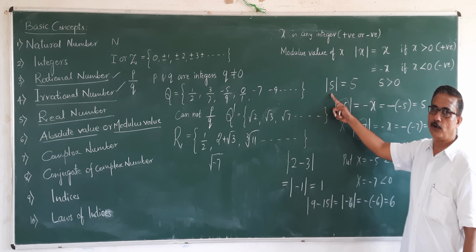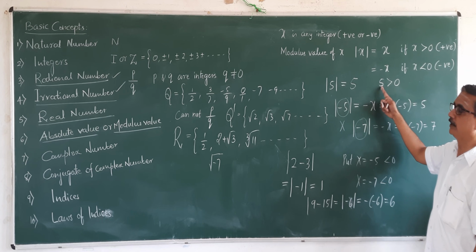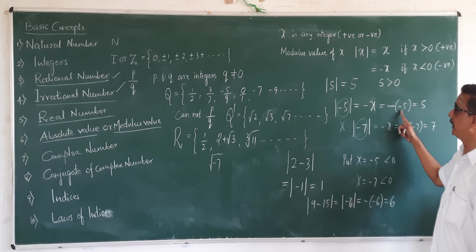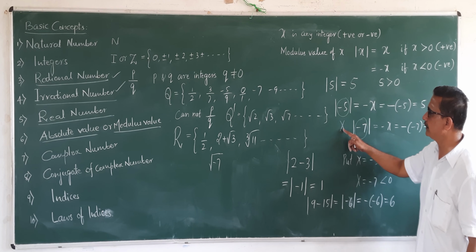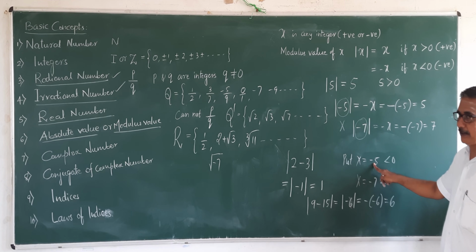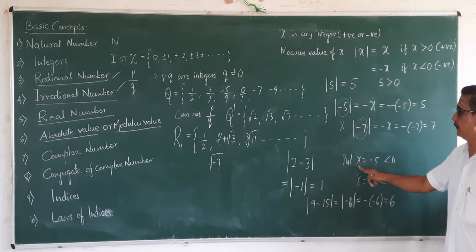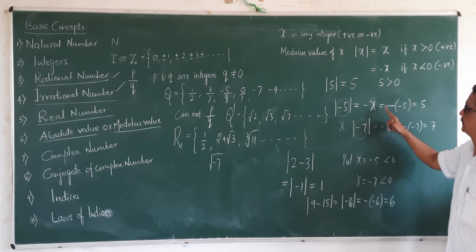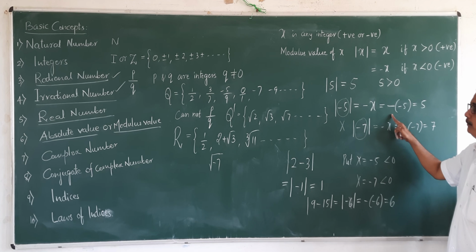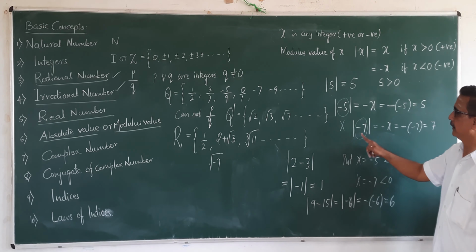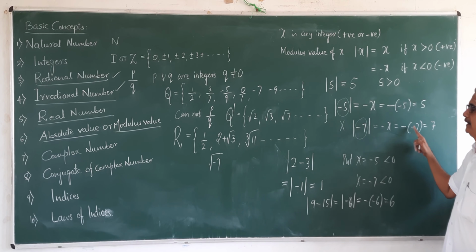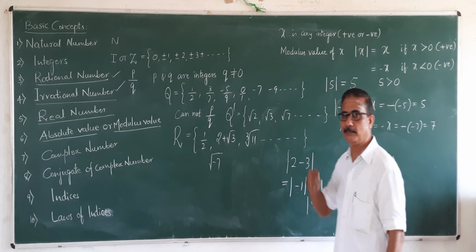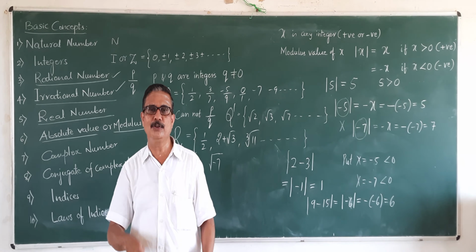For example, modulus of 5 is equal to plus 5 because 5 is more than 0, whereas modulus of minus 5 is equal to minus of minus 5. How? Put minus 5 is equal to x. Take this minus 5 as x, minus 5 is less than 0. Minus 5 is x, and x is less than 0. When x is less than 0, the answer is minus x. Minus x value is minus 5, minus into minus plus 5. Similarly, modulus of minus 7 is equal to minus of minus 7, plus 7. Remember, modulus of a negative value becomes positive. Modulus of a positive value is also positive.